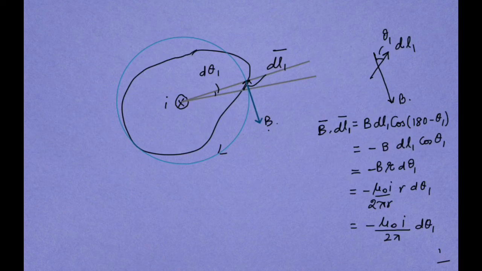We have this result, and if you add all such results for dl1, dl2, dl3, etc., that will give us the integration of B dot dl, and then all the d theta when added will become 2 pi. The 2 pi will get cancelled, and we'll have a minus sign. So here we are getting a minus sign because we are traversing in the anti-clockwise direction. Outward should be positive, and the current is inward, so it's a negative current, and therefore we have a minus sign here. So again, it's verifying Ampere's law.